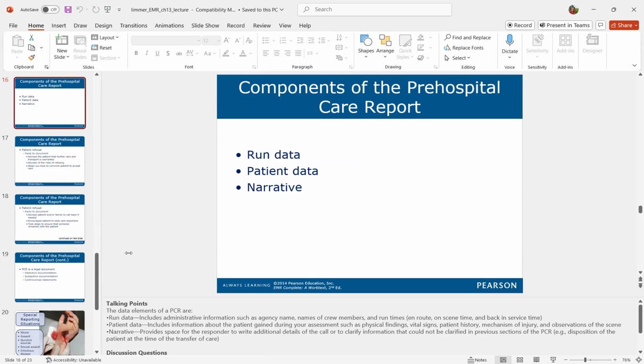And then we write a narrative. There's a space that's provided for us to write additional details about the call or to clarify information that couldn't be clarified in other sections. Disposition of the patient at the time of the transfer of care, what we all did, pertinent findings, that type of thing.